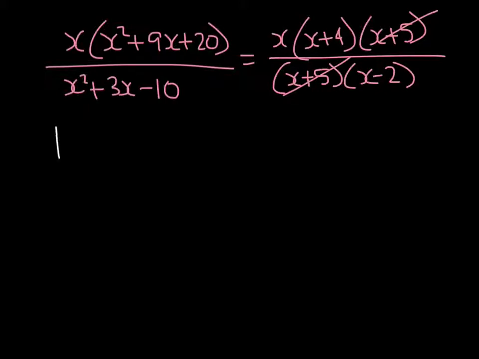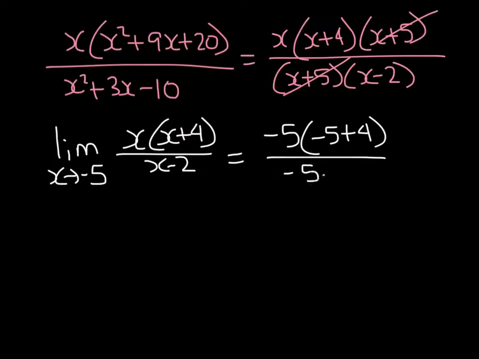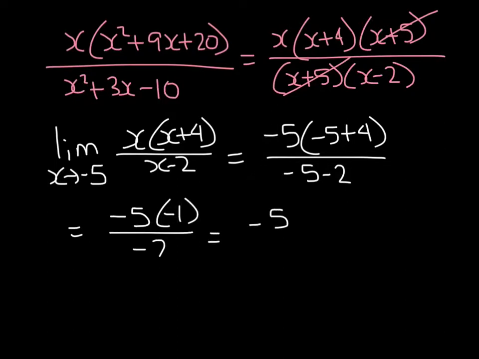So in our limit, we can rewrite that as x approaches negative 5 with our function being x times (x plus 4) over (x minus 2). And at this point, we can just plug it in. So that would just equal negative 5 times (negative 5 plus 4) over (negative 5 minus 2), or negative 5 times negative 1 over negative 7, or negative 5/7.